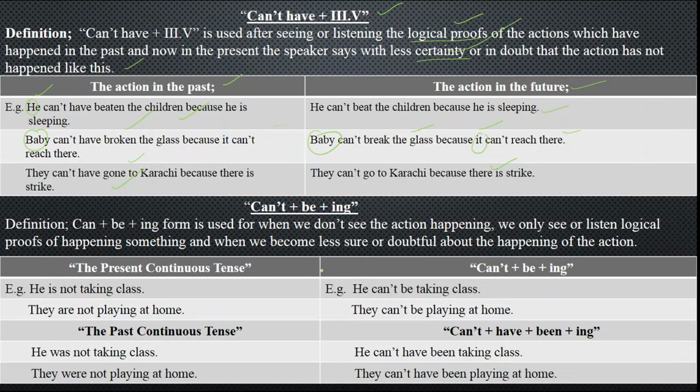After that, can't be plus ing form. And where do we use can't be plus ing form? Can't be plus ing form is used when we don't see the action happening. When we don't see the action happening, we only see or listen to logical proofs of something happening, and when we become less sure or maybe doubtful about the happening of the action, means we are doubtful, but again we are not sure.